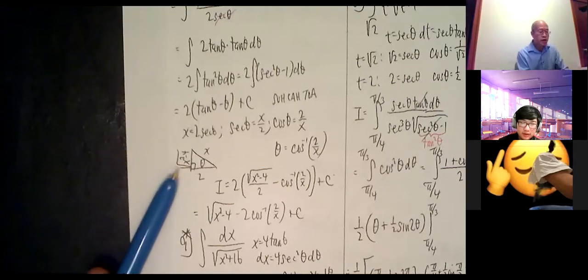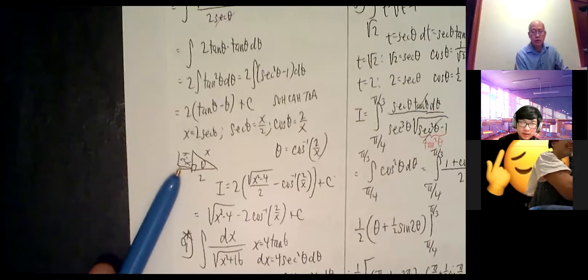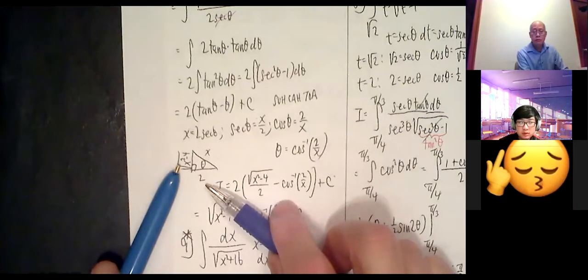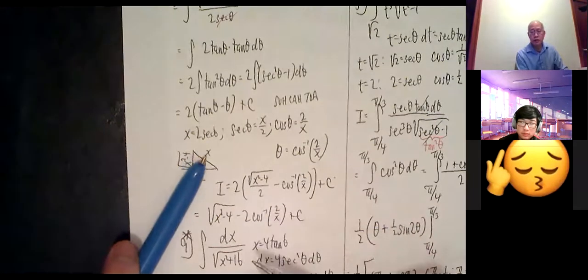Let's double check. What do you get when you square this? Well, you just take off the square root and you have x squared minus 4, right? What is 2 squared? 4. Add them up. What's x squared minus 4 plus 4? Well, just x squared, which is equal to the hypotenuse squared. So it definitely works.